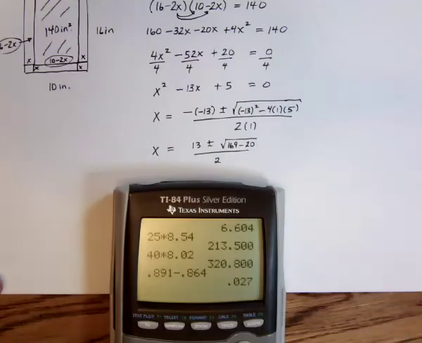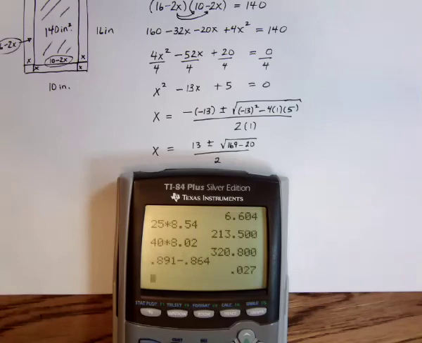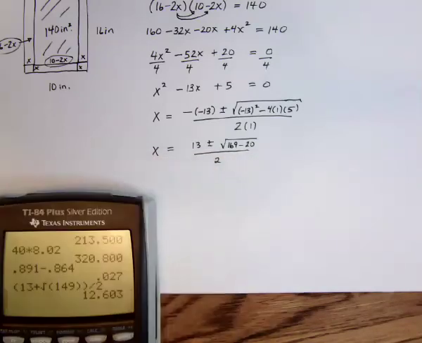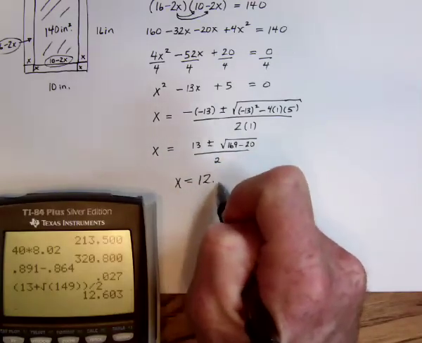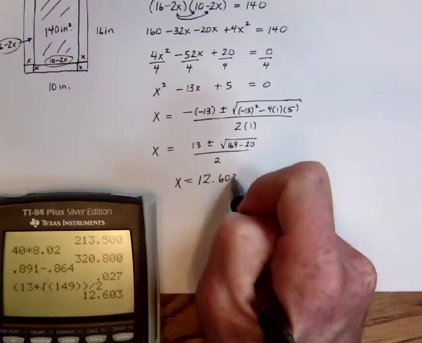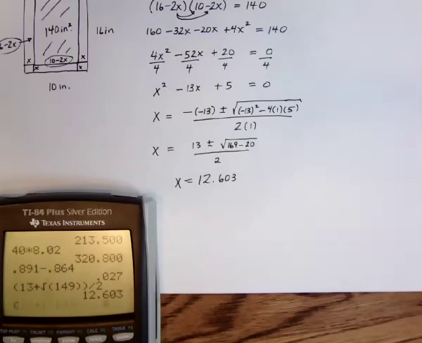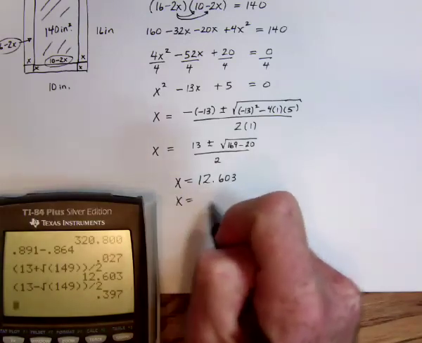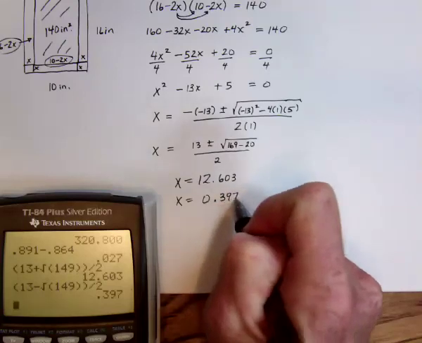So I then have 13 plus the square root of 169 minus 20, which would be 149. And then in the end, divide that by 2. So 12.603, and then do the same thing except with subtraction in there. The other possible answer, x equals 0.397.